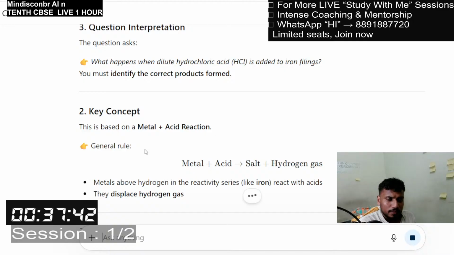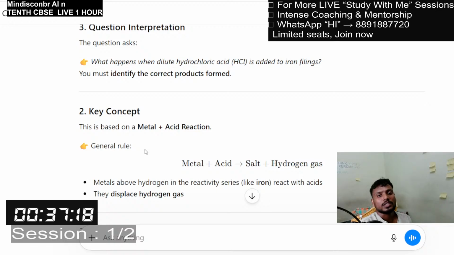We have studied this question also in our earlier classes. What happens when dilute hydrochloric acid is added to iron filings? You must identify the correct products formed. This is an example of a metal reacting with an acid. And when a metal combines with an acid, what is formed? Hydrogen gas is formed with a pop sound.